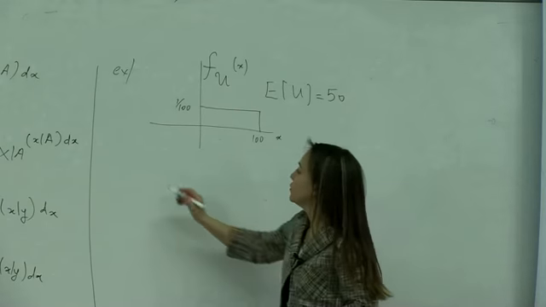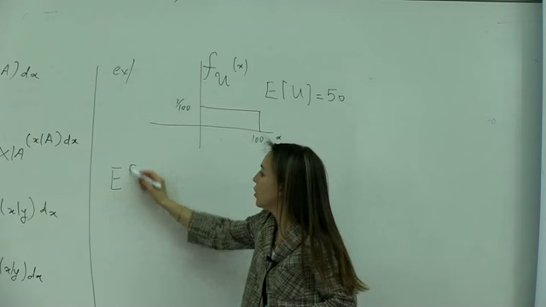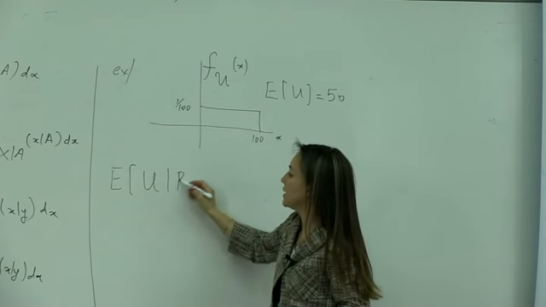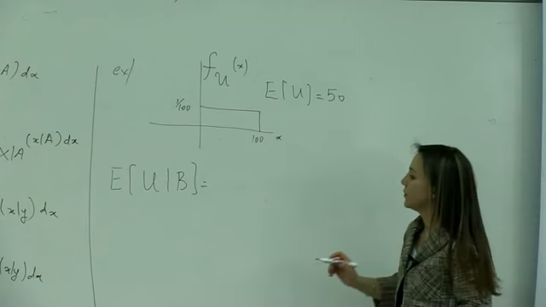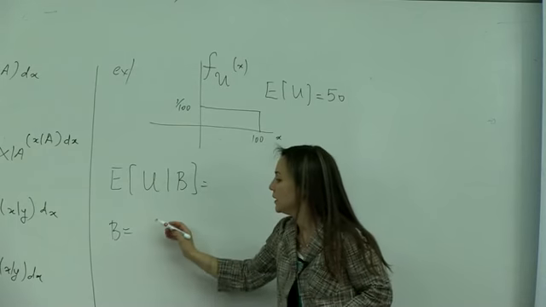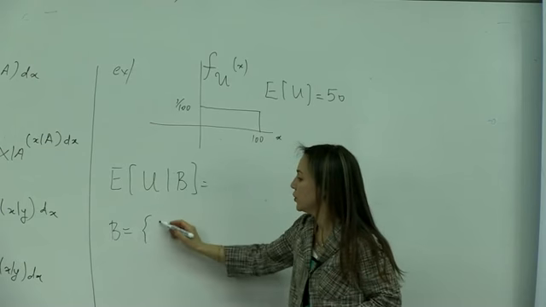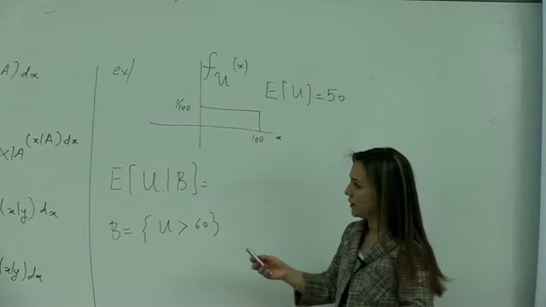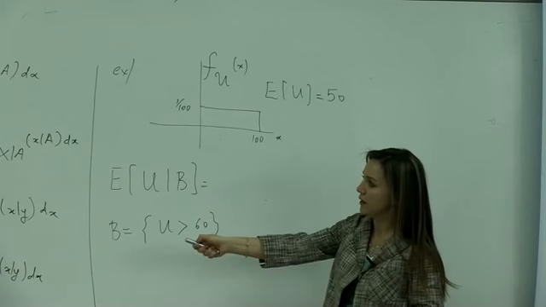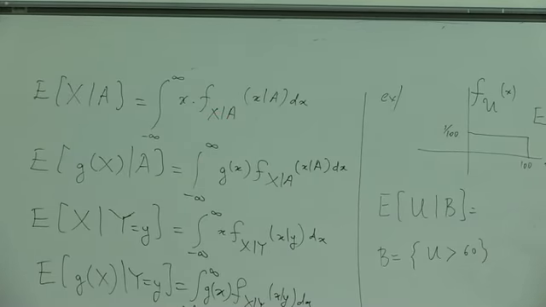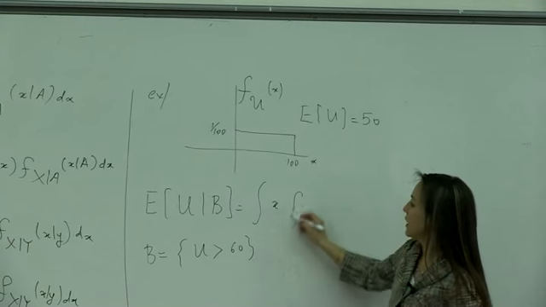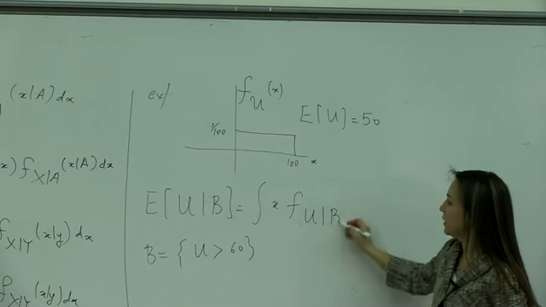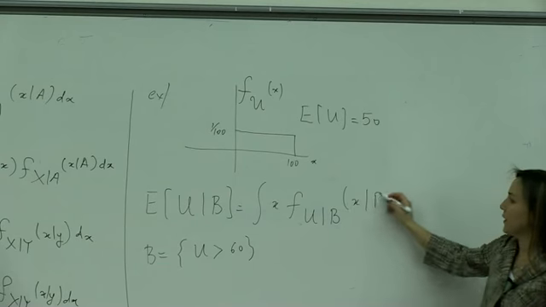Now we are asked to find the expected value of U given the event B. What is the event B? B is the event that U is bigger than 60. So if we look over here, the expected value of X given A is x times the conditional density of X given A. That is exactly in this form. So this is x times f_{U|B}(x|B).